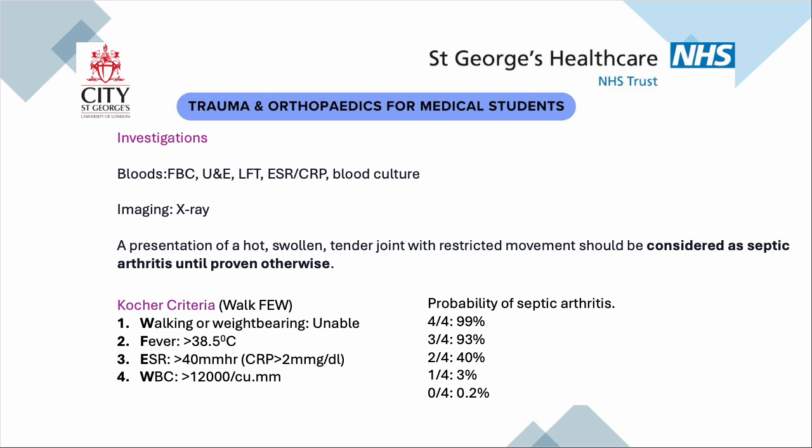You can use the Kocher criteria. So this is: can they weight bear? Do they have a temperature? Do they have a high ESR or CRP? And do they have a high white count? Now this can be useful because if you've got 3 or 4 of these features, then you are highly likely to have septic arthritis. If you only have 1 or 2, it's pretty unlikely. So this can be useful. It starts to add to the general picture of the diagnosis.